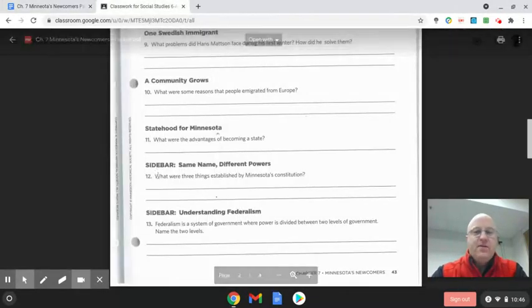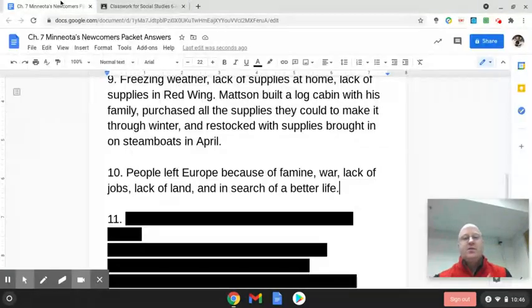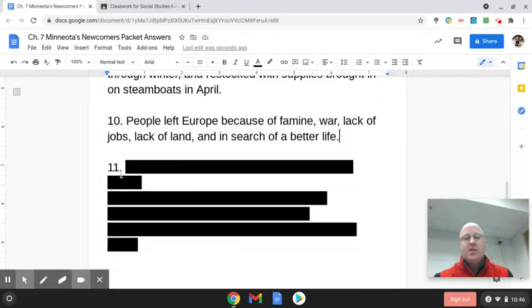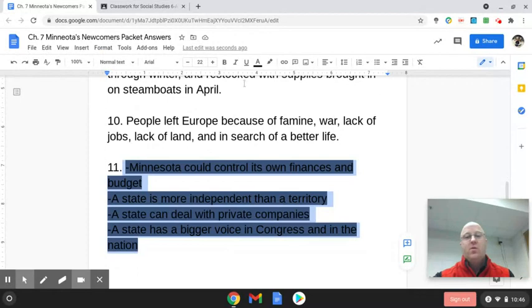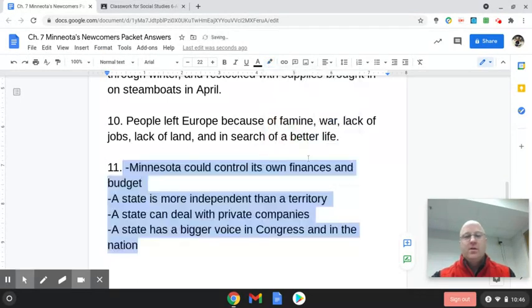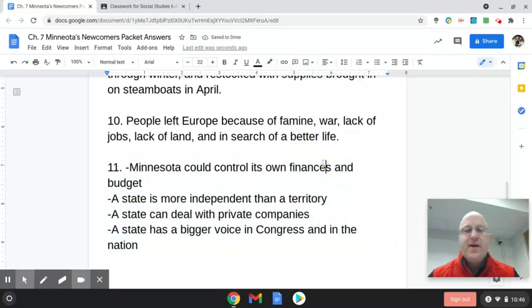Question 11, what were the advantages of becoming a state? So if a territory wants to become a state, what are the advantages? Why would they want to become a state? Well, you could control your own finances and budgets. So you can decide, are we going to have people paying taxes? What can you spend that money on? Things like that. A state is more independent than a territory, has the power to make more decisions. Where a territory, a lot of the things are done by Congress. But when you're a state, you can do a lot more things on your own.